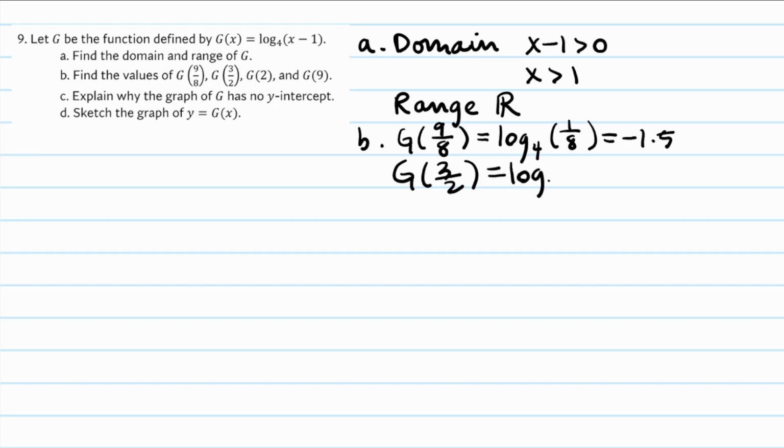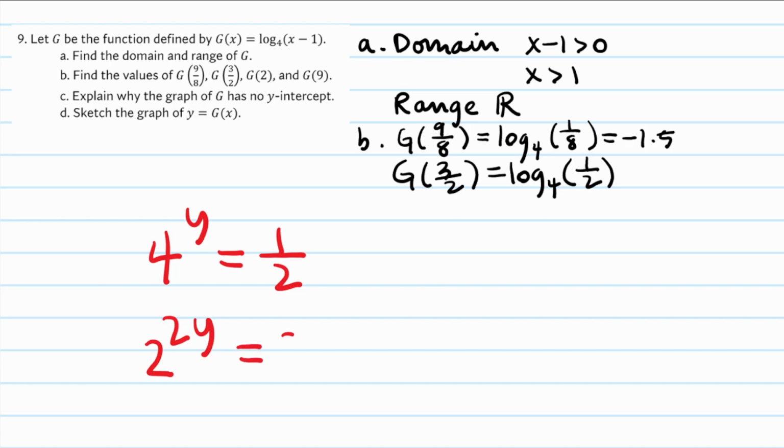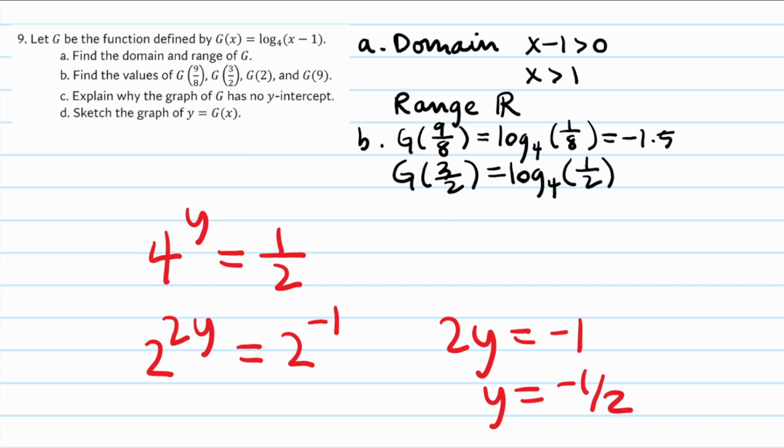It'll be the log with base 4 of 3/2 minus 1, which is 1/2. So we're asking ourselves, 4 to what power equals 1/2? Well, 4 is 2 to the 2, and 1/2 is 2 to the -1. Or you could say it's 1 over the square root of 4, and I'm going to get -1/2. However you want to look at it, I'm going to say 2y equals -1 because I'm big on solving equations, and that's -1/2. But I might call that -0.5.